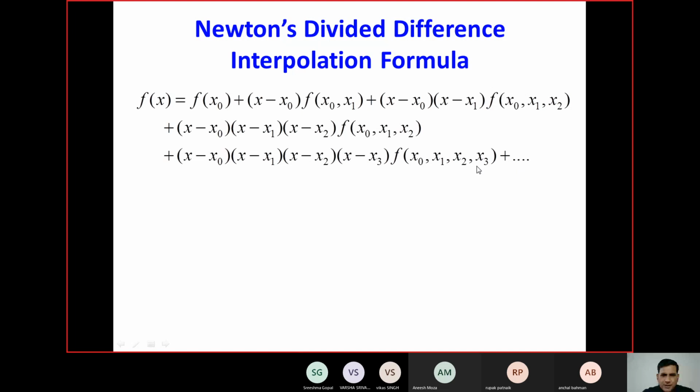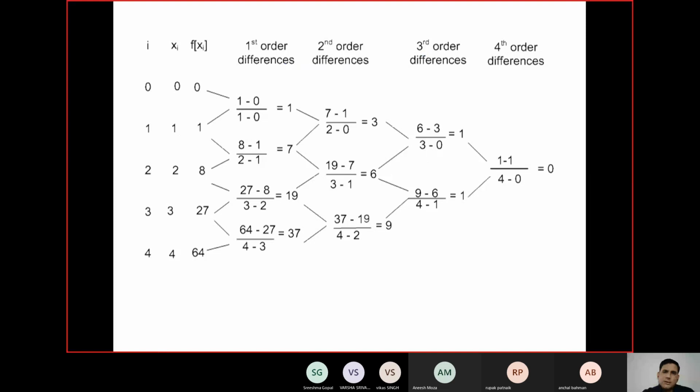So let's see a problem based on this. This is the example we have taken. These are your x values. These are just given the numbers, orders. Unfortunately these orders and values are the same. These are your function values. So you calculate the first divided difference here. 1 minus 0 divided by 1 minus 0 is 1. Then 8 minus 1 divided by 2 minus 1, we got 7. Then 27 minus 8 divided by 3 minus 2, we got 19.